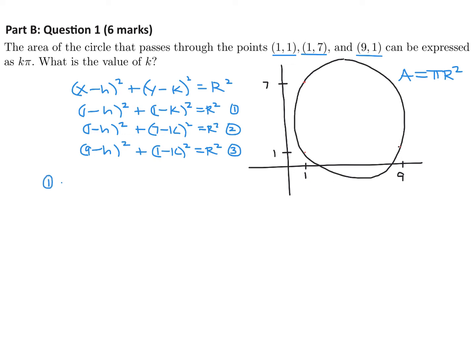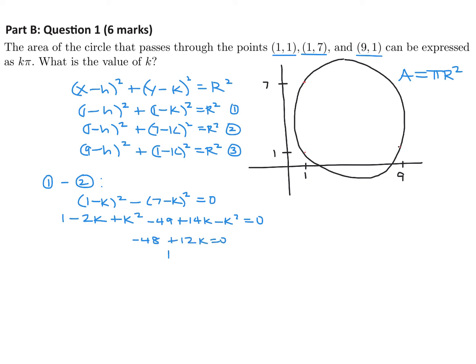So equation 1 minus equation 2 would give us the following. These terms would disappear, so we would just be left with (1 minus k) squared minus (7 minus k) squared is equal to 0, because r squared minus r squared is 0. Expanding this, we get 1 minus 2k plus k squared minus 49 plus 14k minus k squared is 0. The k squareds vanish, and we are left with minus 48 plus 12k is 0. So therefore 12k is equal to 48, and therefore k is 4.